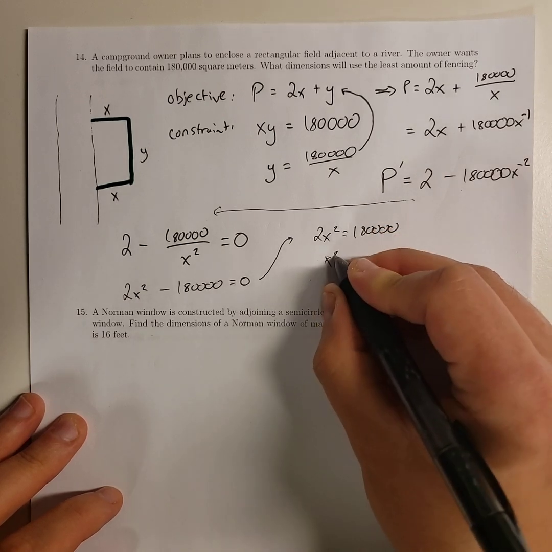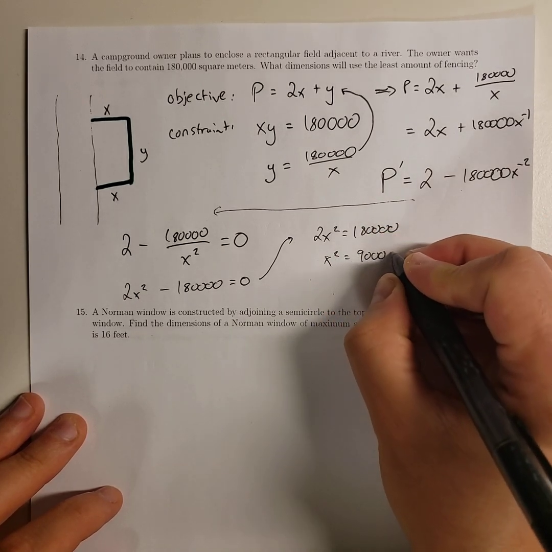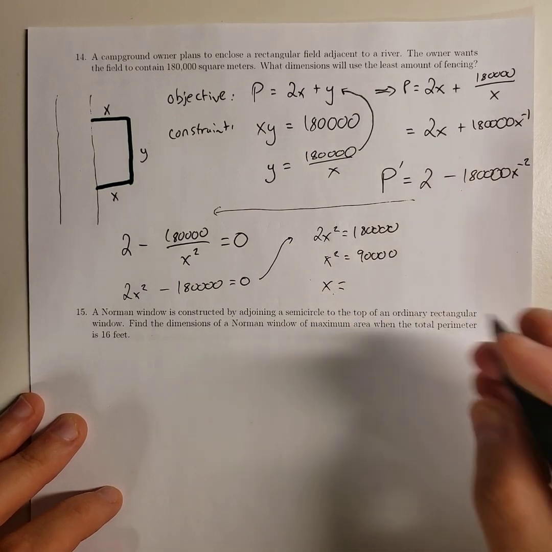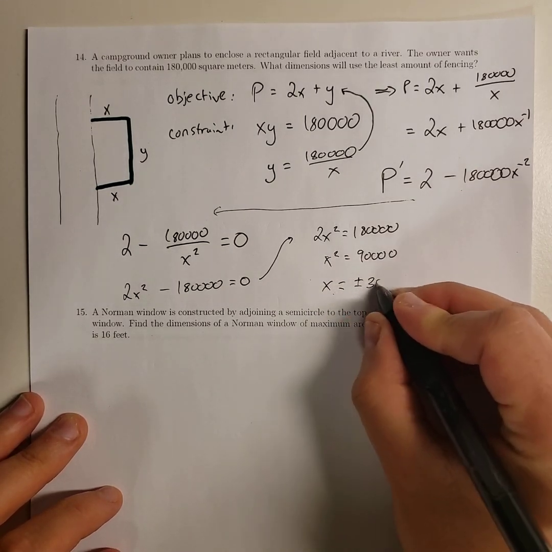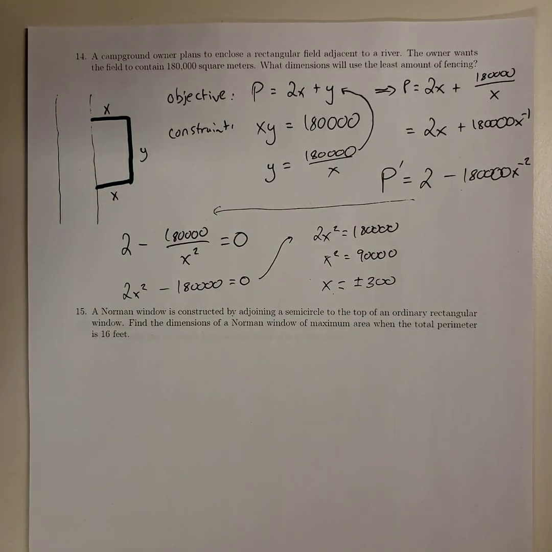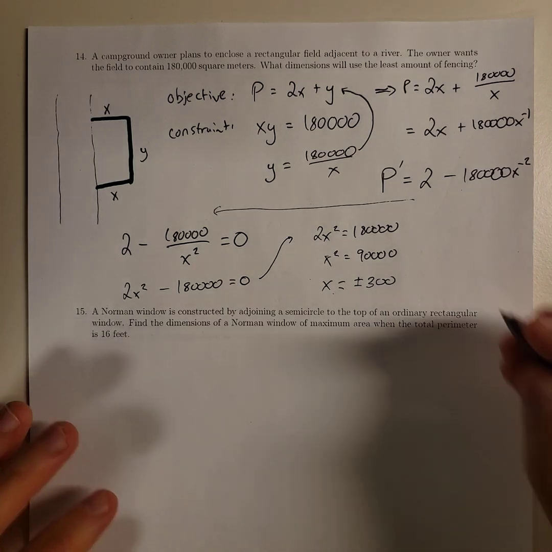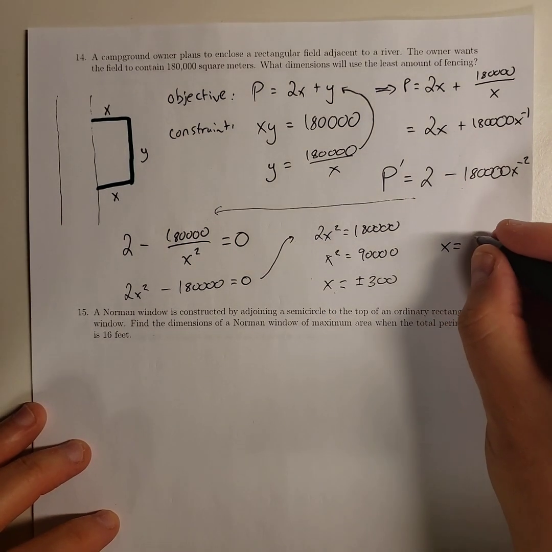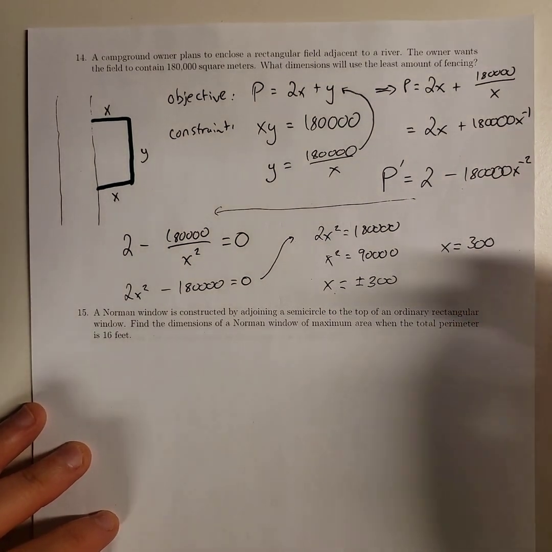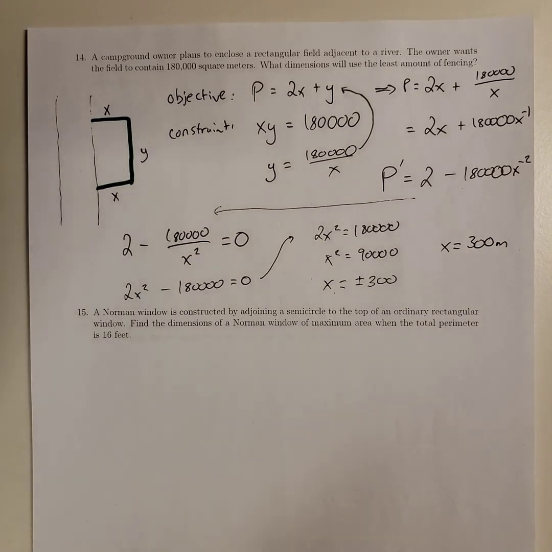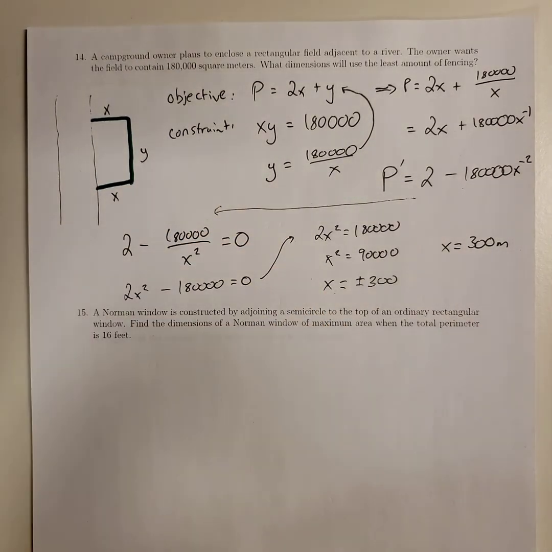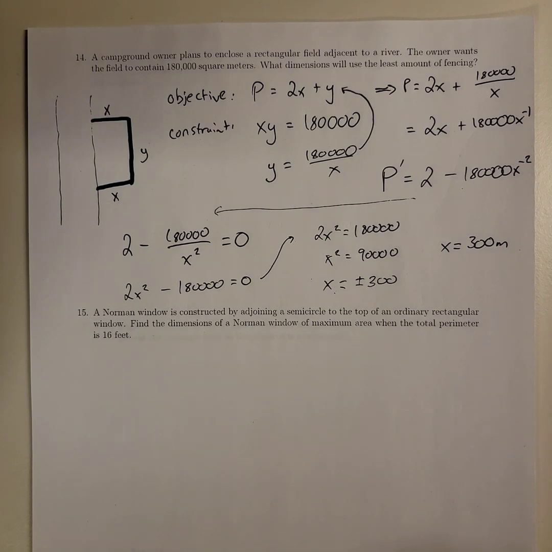Divide by 2. And finally, take the square root. Again, we get plus or minus 300, but it's pretty clear that the negative doesn't matter here. X is, again, a length, an amount of fencing. So it looks like x equals 300. In this case, it was meters, so 300 meters will be the sides that are perpendicular to the river.